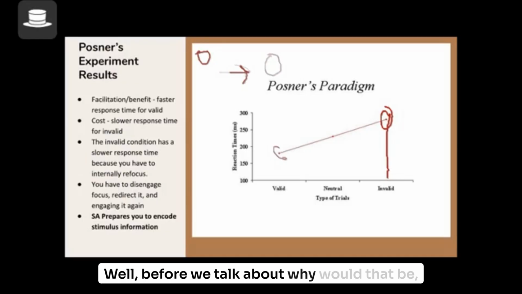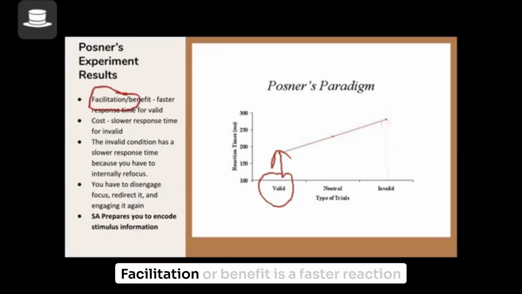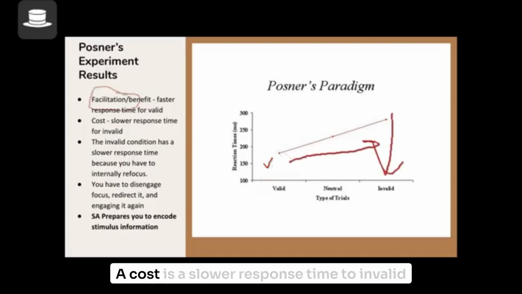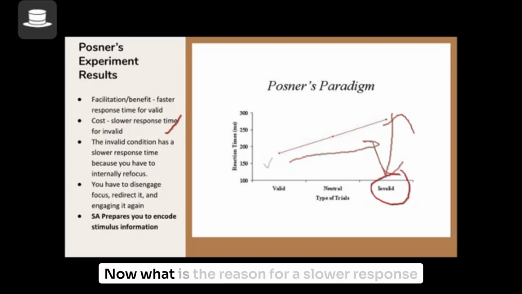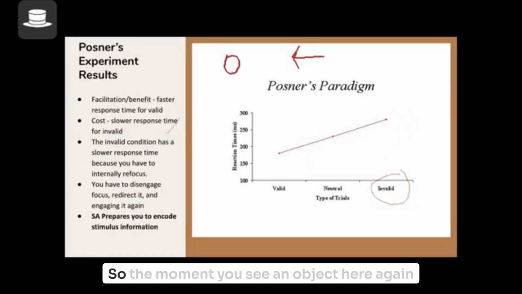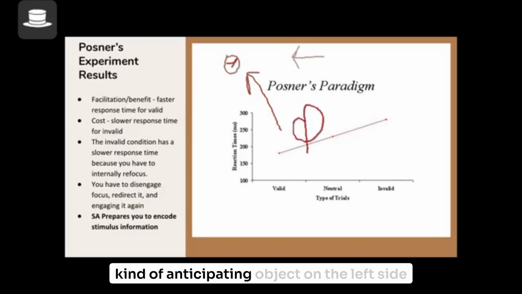Well, before we talk about why it would be, let's talk about these constructs. Facilitation or benefit is a faster reaction time to valid items. And the opposite of that is cost. A cost is a slower response time to invalid items. Now, what is the reason for a slower response time? Just imagine if the cue is a left arrow, you're anticipating an object here. So the moment you see an object here, again, you're not looking at this part, you're looking at the center of the screen, you're anticipating an object on the left side.